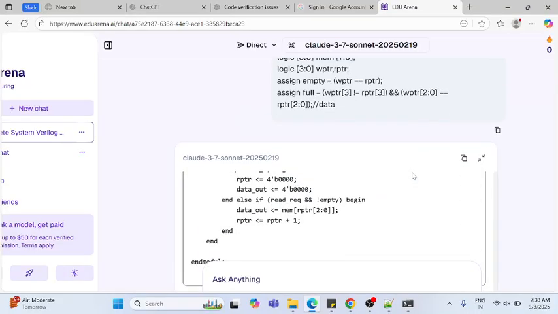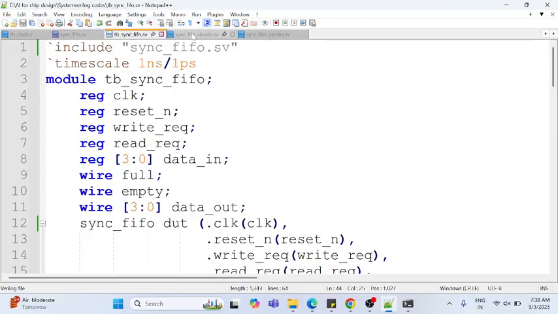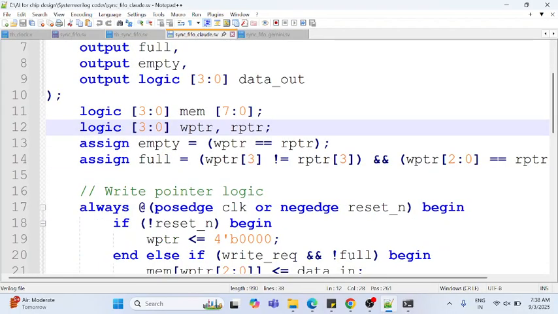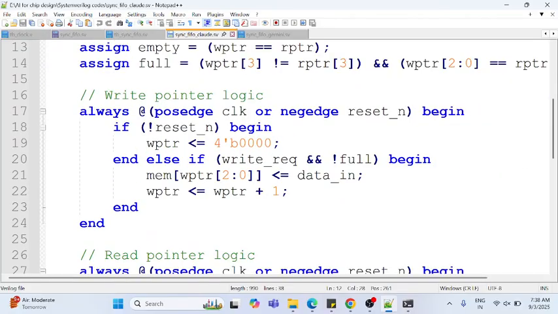This code was taken, and here you can see the same code, sync FIFO Claude. This was written with the Claude LLM. I gave only up to line 14, our initial code, and now it has written the write pointer logic. What is the difference? I did not specify anything about the reset. The code that I wrote was based on synchronous reset, but now it has written an asynchronous reset. It has assumed that on its own.